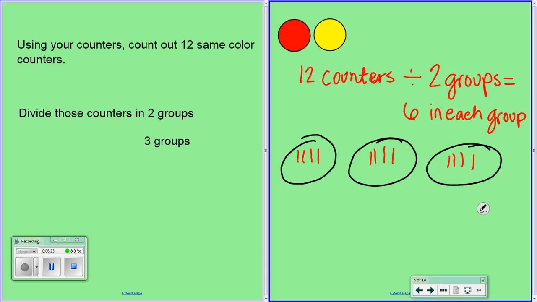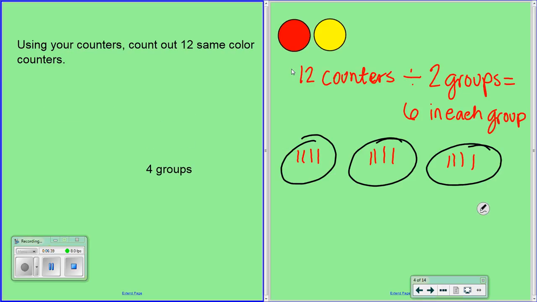That's my favorite strategy. I call it the dealing out strategy. Most of you have probably done this at some point, whether or not you knew you were doing it. All right, push your counters back together so they're one big pile. I count by 4s. And now I want you to divide it into 4 groups. I highly recommend you use your dealing out strategy.